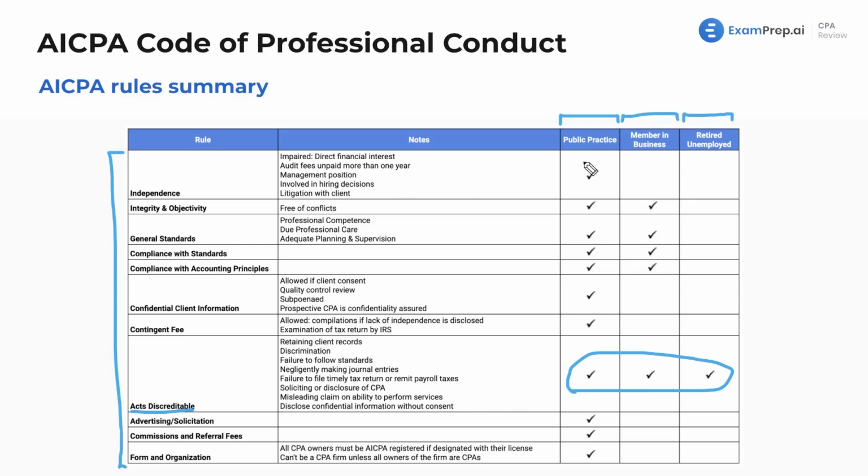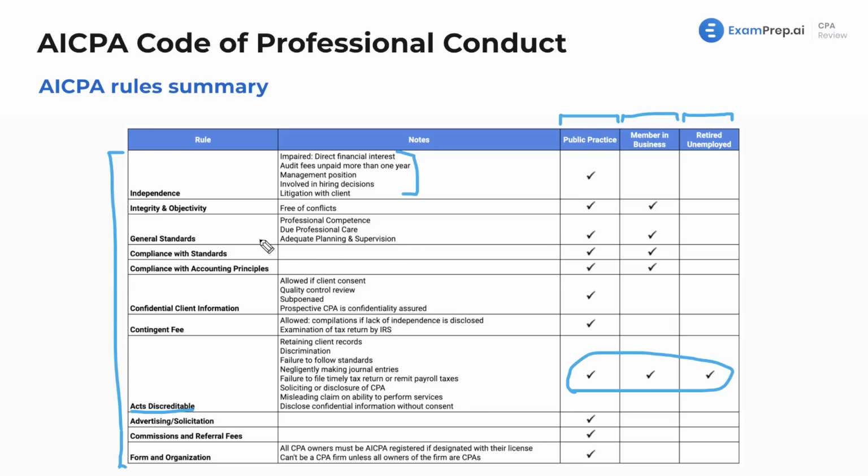But auditors, CPAs in public practice working for a public accounting firm, need to be independent. And here we see all of those points we covered with independence. When it comes to integrity and objectivity, you need to be free of conflicts, meaning you just need to have integrity and you need to be objective. And who is that? That's both CPAs in public practice as well as CPAs working for companies.